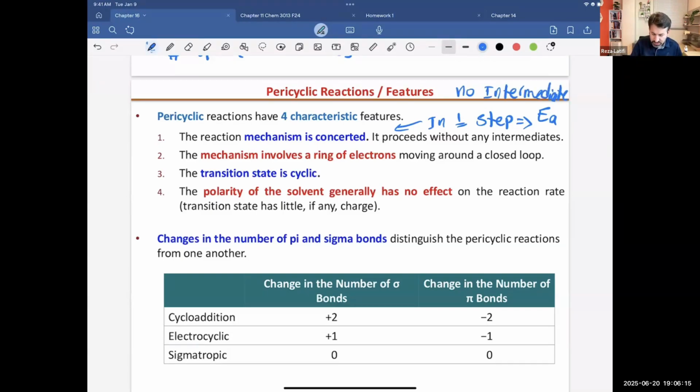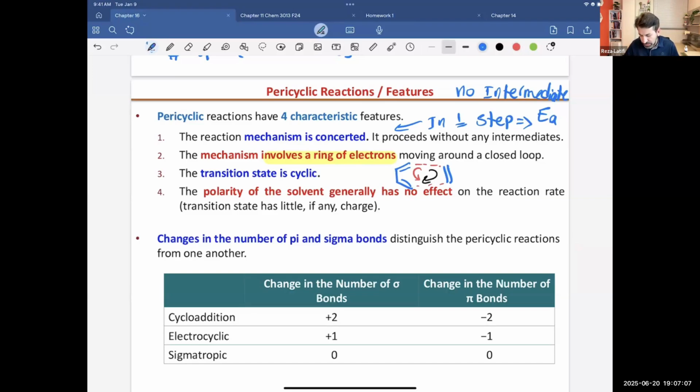Two, the reaction involves a ring of electrons. What does it mean? Imagine you have such a system, and it wants to react with ethylene. There will be an interaction between those two parts, and that's going to give you a ring. Electrons can circle inside that ring clockwise or counterclockwise; it can happen in both directions. The transition state is cyclic, and as you see, I showed the transition state, or the interaction, in the ring.